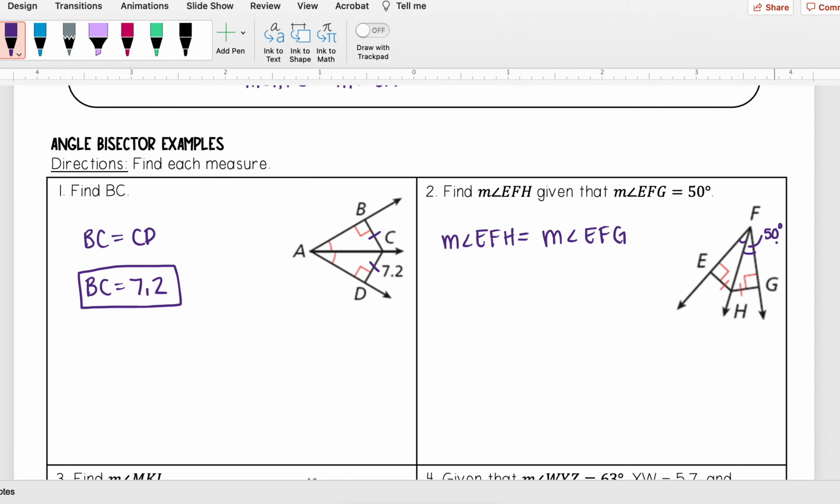Well, we know that the measure of angle EFG is 50 degrees, so that means that the measure of angle EFH is also equal to 50 degrees.